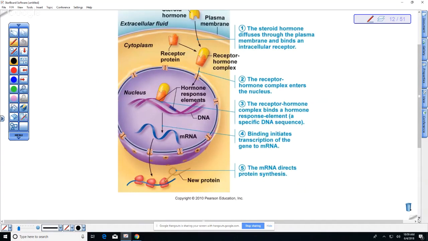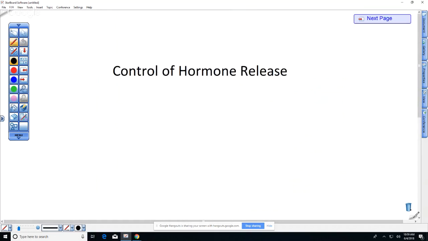Right, so the new protein is produced. And so steroids are very powerful because they have this direct link to the DNA. Okay. So there's three different ways that we can control hormonal release. So three mechanisms.